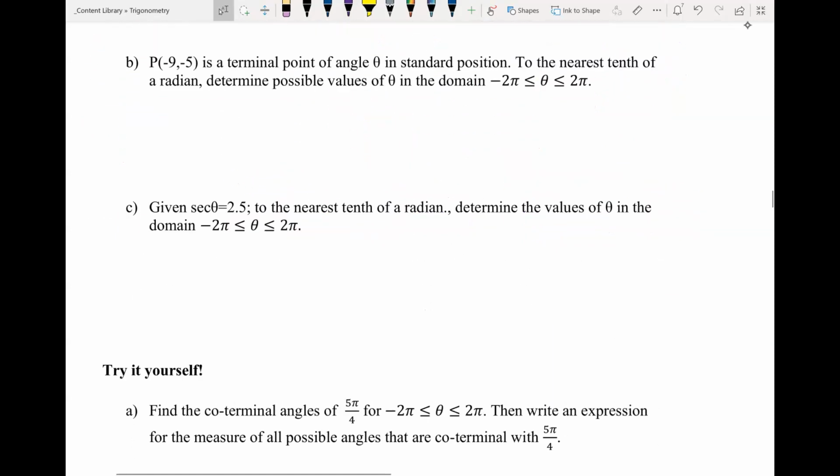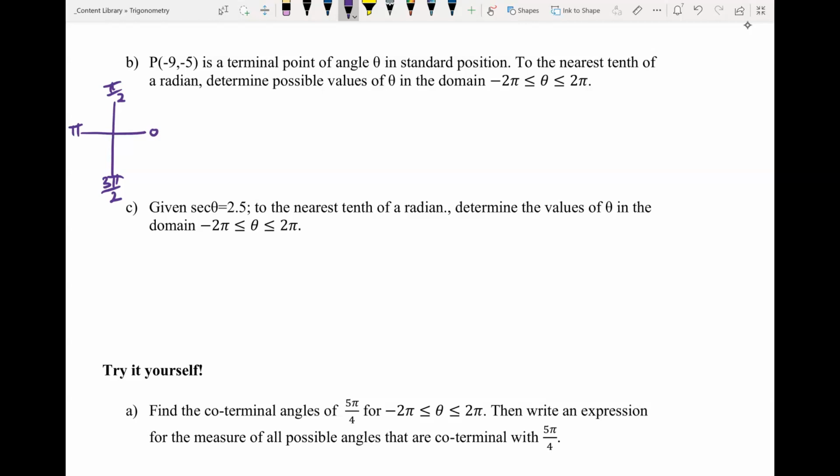Moving on to the next example, we have a point negative 9, negative 5, and we want to find the angle that it creates from that terminal point from the origin. So we're going to draw the picture first. That's 0 radians, pi over 2 radians, pi radians, 3 pi over 2 radians here. And our angle is what we're trying to find.